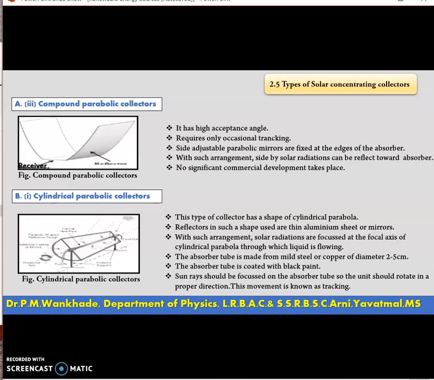Next, we will discuss the third one, that is compound parabolic collector. This is also similar to the first one. The neighboring radiations can be reflected toward the absorber plate with the help of curved segment reflectors, which are part of two parabolas. In the previous one we used a straight reflector, whereas in this compound parabolic reflector we have used the shape of a parabola instead of a straight one.